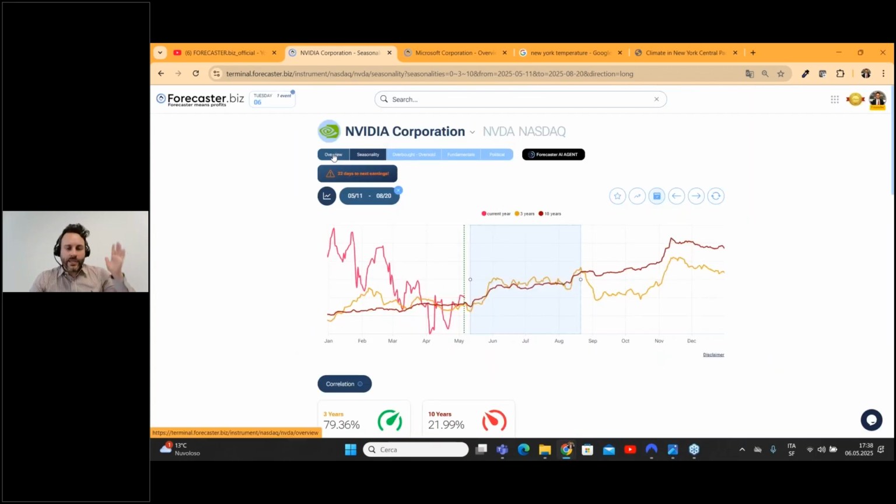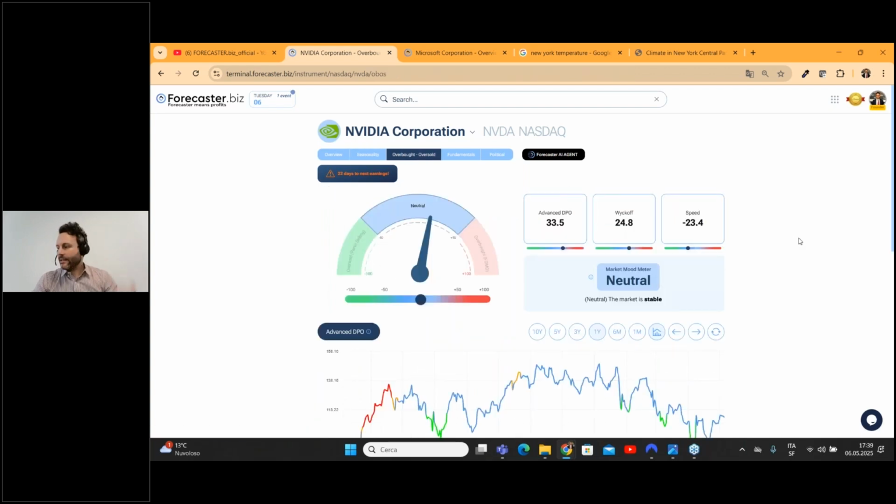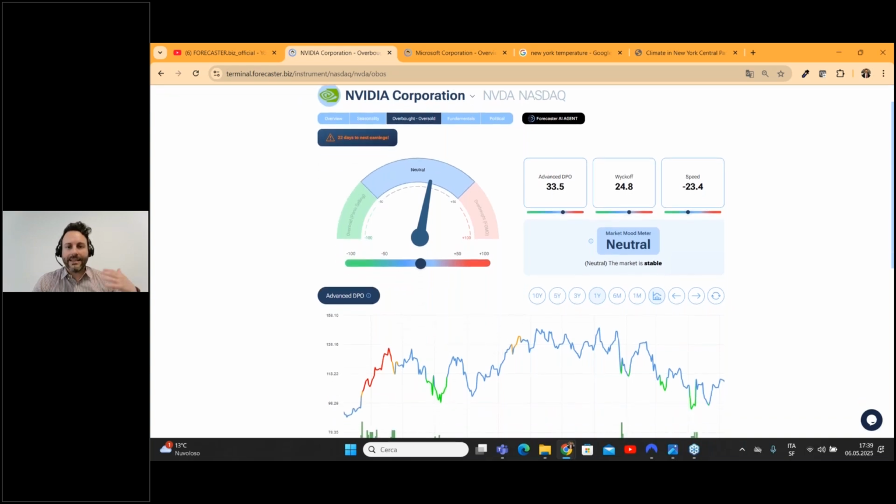So at the moment, we saw the overview, we saw the seasonality, and in both cases, we have an upside potential. Okay, let's switch to another layer, another type of analysis. We are on the overbought and oversold page where we can analyze prices in a more mathematical and statistical way.